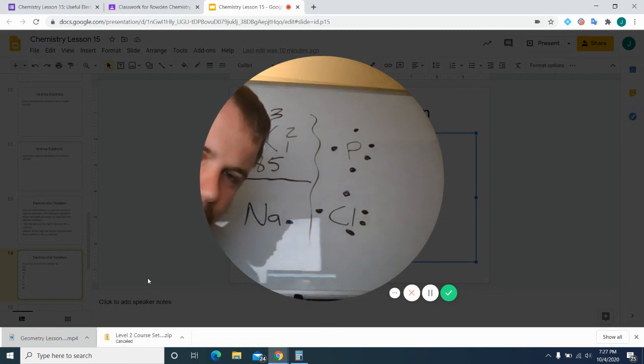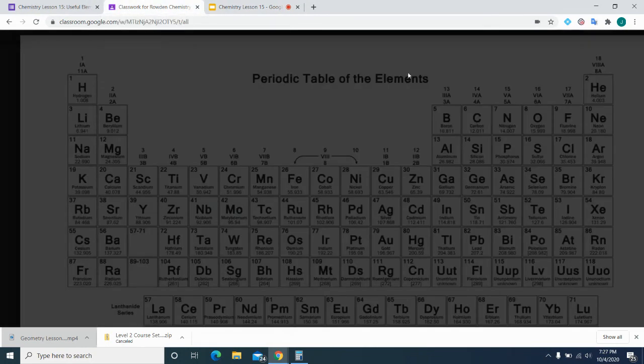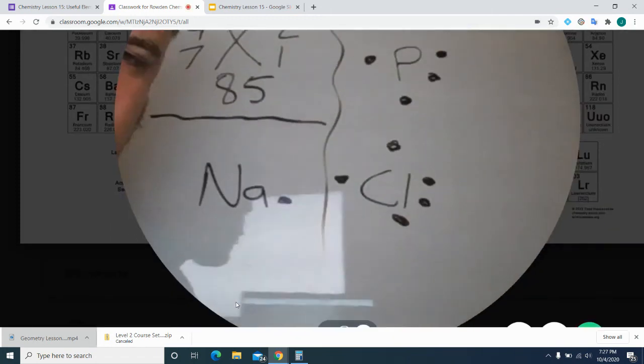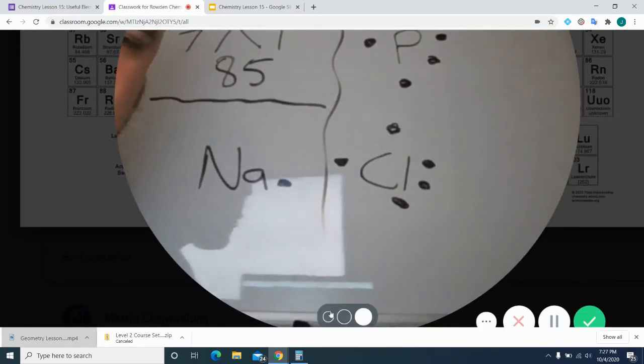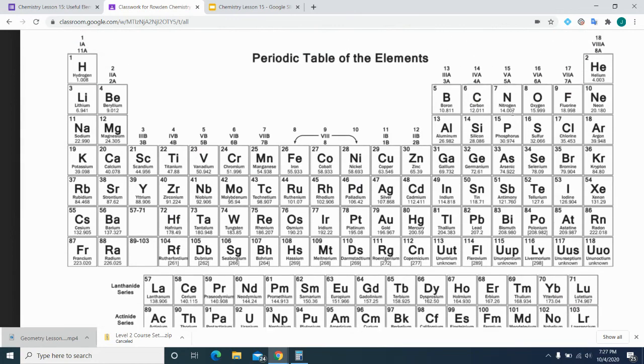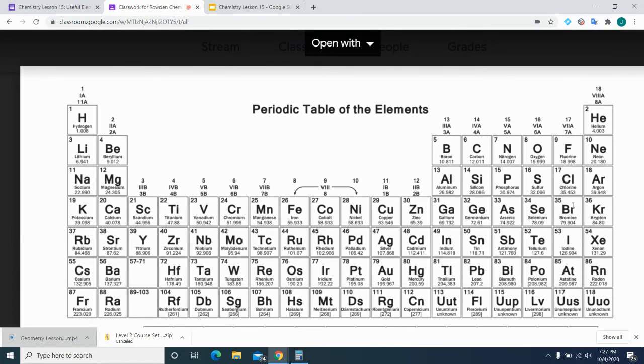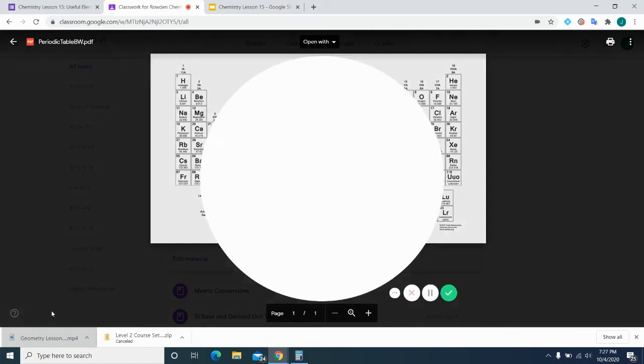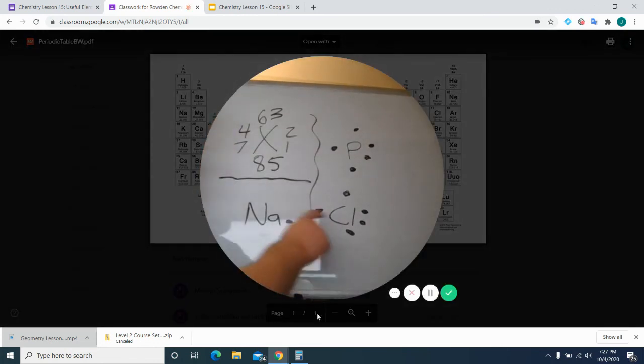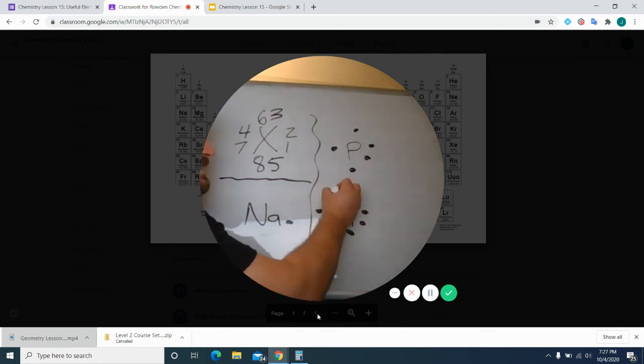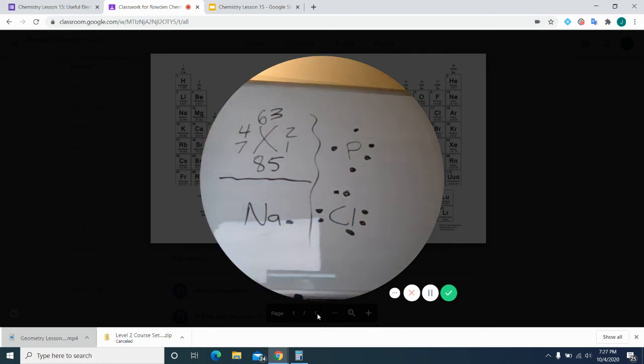How many am I supposed to do? 7 for chlorine. Why am I supposed to do 7? Because chlorine is in column 7A. So it's supposed to have 7 dots. So we've already done 1, 2, 3, 4, 5, 6, and 7. Boom, there's chlorine. That is it.